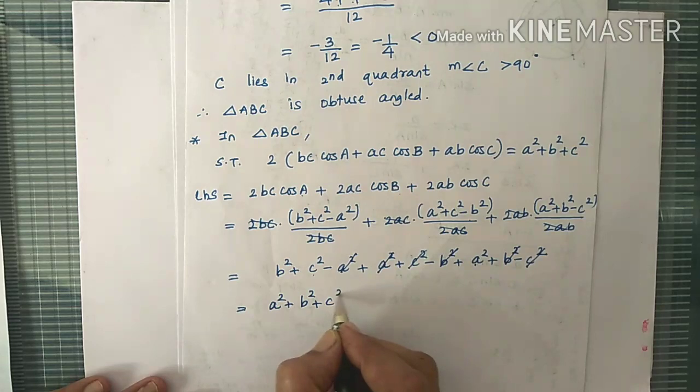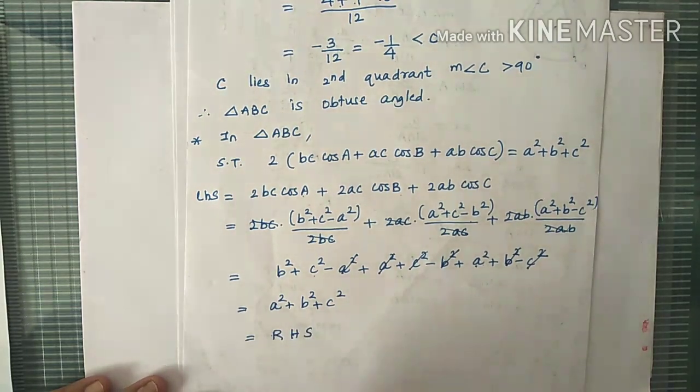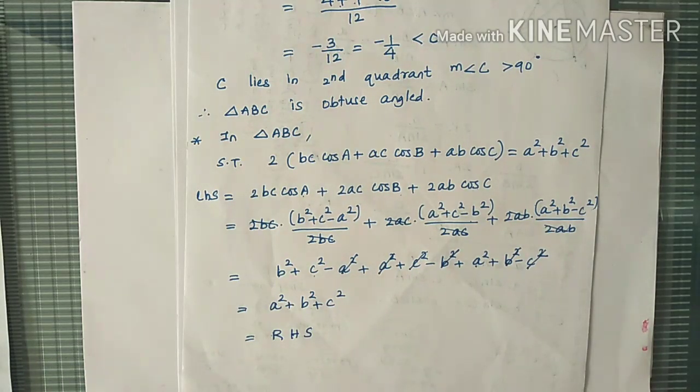So it's a very simple question. We just have to substitute values of cos A, cos B and cos C using cosine rule. So it carries 2 marks. Very simple question.